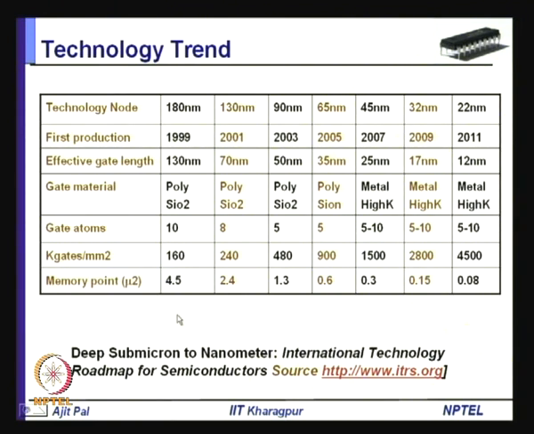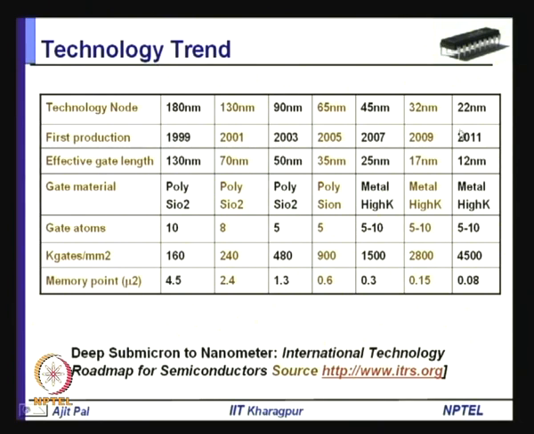this is the trend which has been predicted by the International Technology Roadmap for Semiconductors, in short ITRS. You can get it from their website www.itrs.org, and as you can see, over the years the technology node is changing, that means the device size is changing. If you consider 1999, it is 180 nanometer, then 2001 130 nanometer, 2003 90 nanometer, 2005 65 nanometer, 2007 45 nanometer, 2009 32 nanometer, and 2011 22 nanometer.